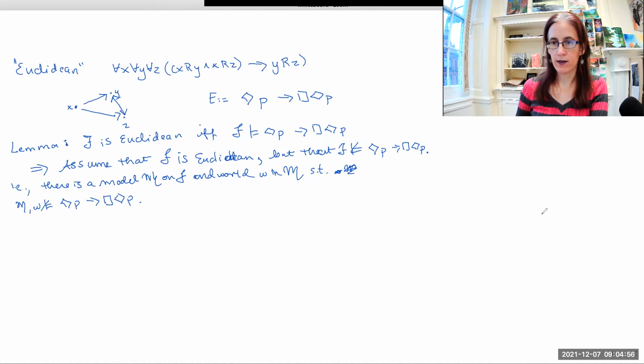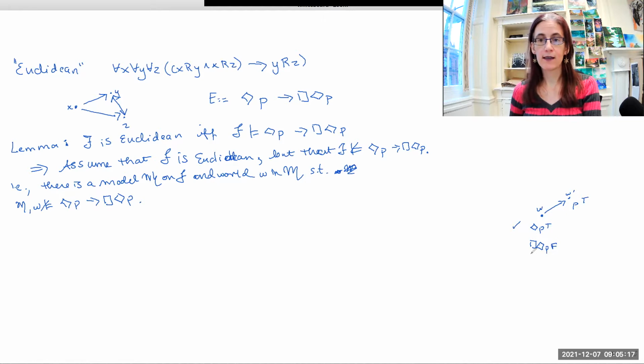I.e., let's just go over here and start building our model. Here's W. This means that possibly P is true, but necessarily possibly P is false. In order for the possibility claim to be true, W has to be able to see a world, let's call it W prime, where P is true. So that takes care of that one. Now, for necessarily possibly P to be false, this means that possibly necessarily not P is going to be true.